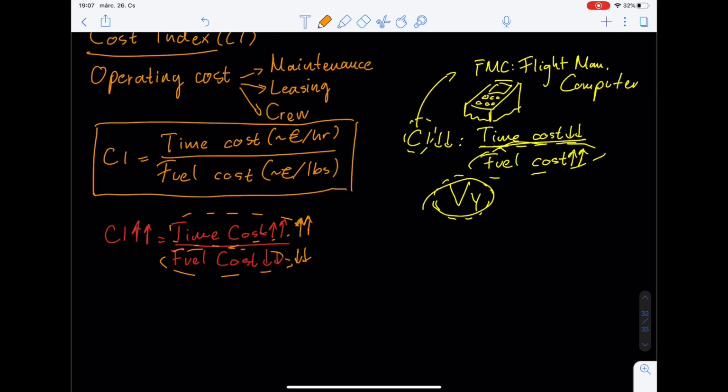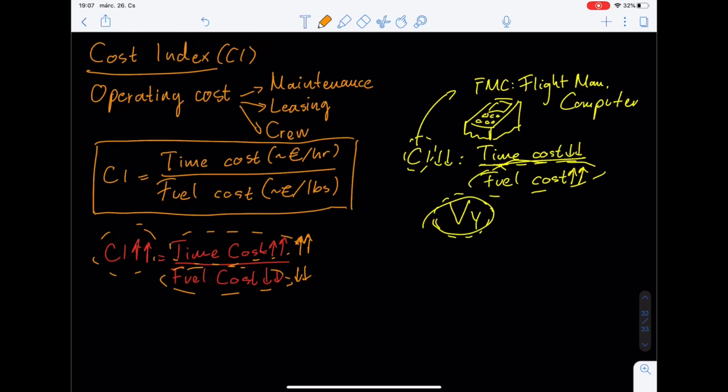So in that case, the schedule calls for the maximum flight envelope speed and ignores the cost of fuel. So this is for higher cost index numbers, and in reality, it's going to be in between the two, right? Because it's going to be a relative indexation of the two. So the flight management computer is going to try to balance the time cost and the fuel cost, and these are actual operational data.